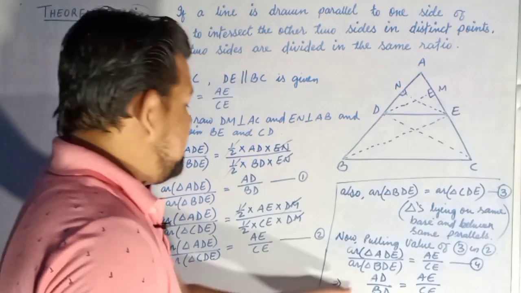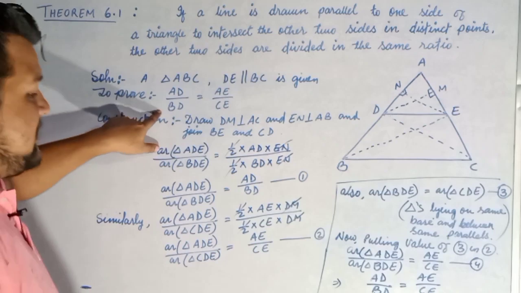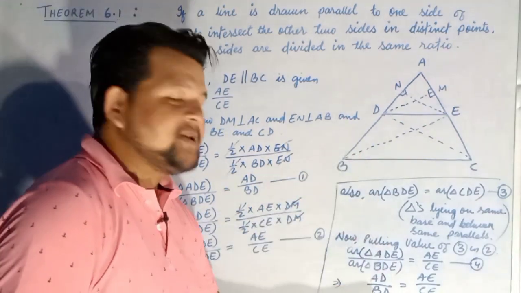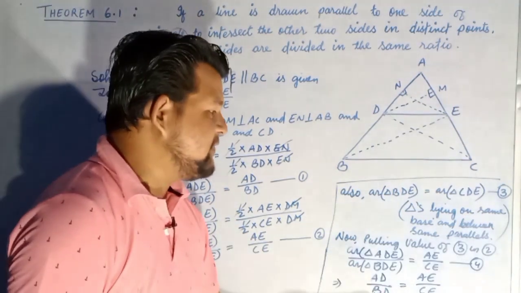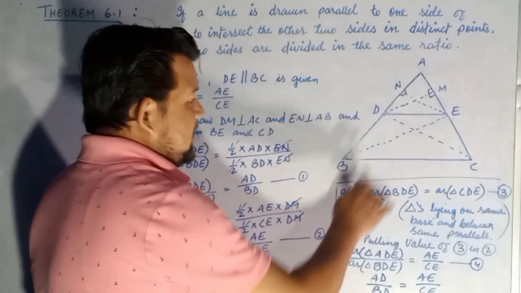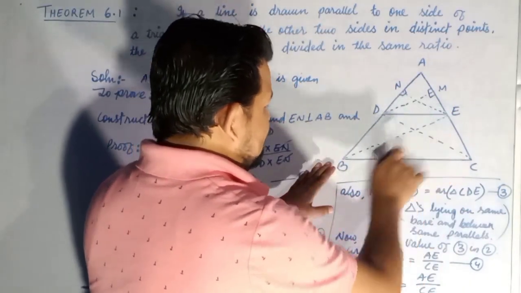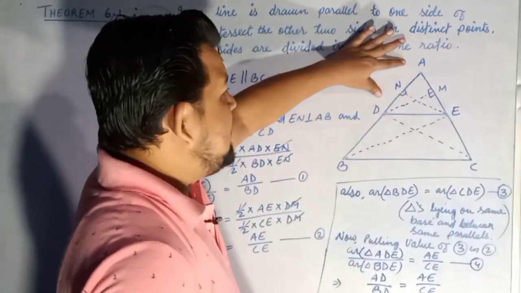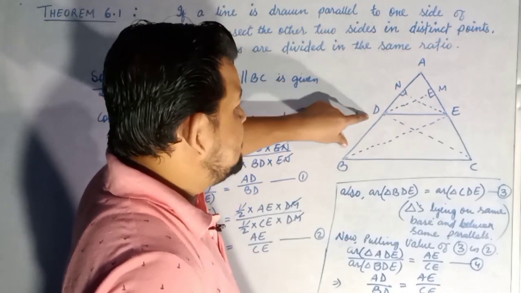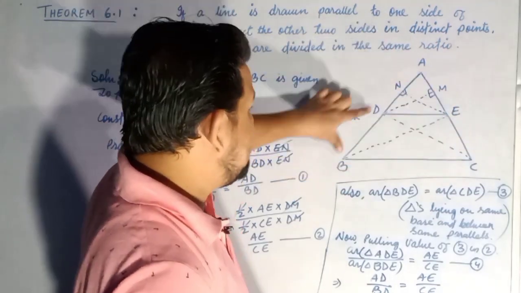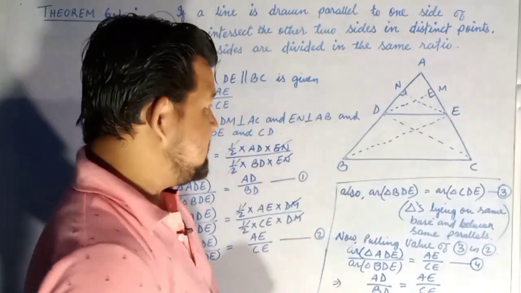So this is what we had to prove. This is the solution for this Thales theorem. Thales guarantees that if in a triangle one line is drawn parallel to any one side of the triangle, then the other two sides are divided in the same ratio. That means AD by BD will be equal to AE by CE. You will have to remember this always.